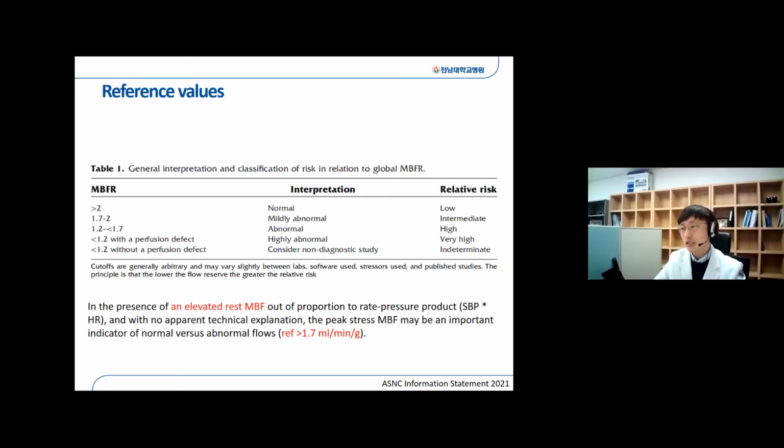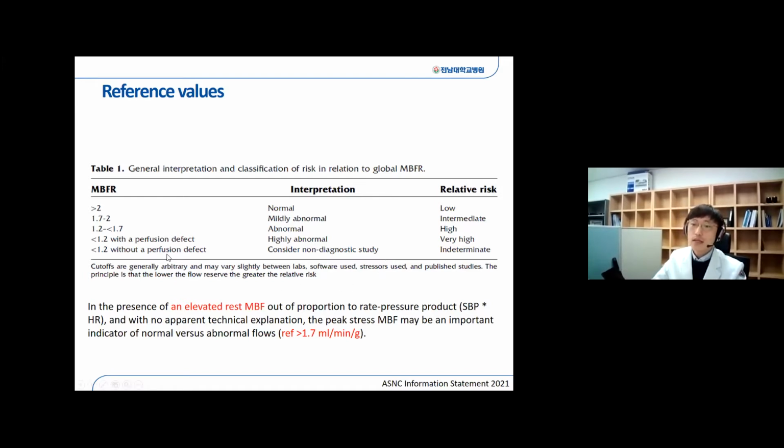caffeine-containing beverages or foods. And if there are no other technical errors, it can also be a marker of microvascular dysfunction when there is no perfusion defect. So we should not ignore the lower MBF reserve value, regardless of the presence of perfusion defect.